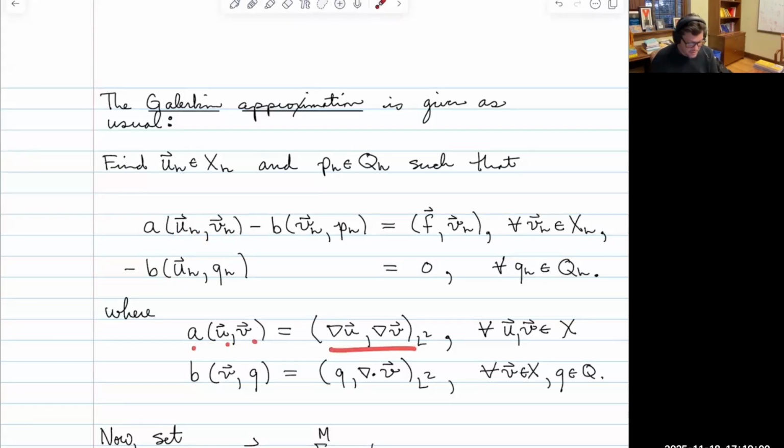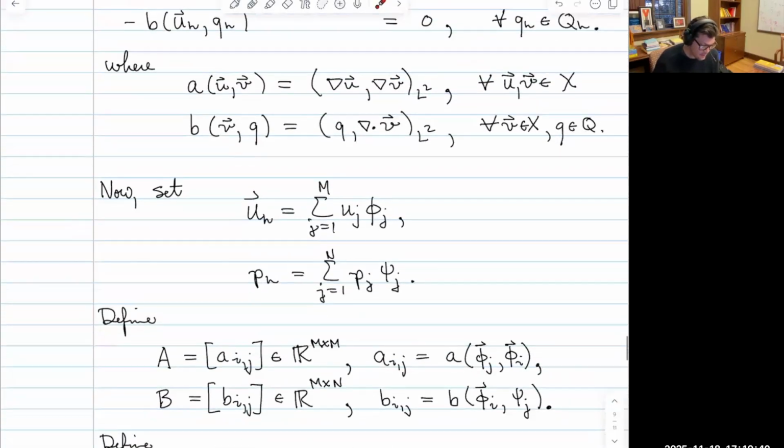A(U,V) is equal to this bilinear form, and B(V,Q) is equal to this bilinear form. Notice an interesting difference between A and B: the object in the first position and the second position for A comes from the same space, in this case X, the velocity space. But for B, it's a pairing of a velocity and a pressure. So the velocity comes from the velocity space, the pressure comes from the pressure space Q. Why is it called X and Q? I don't know. It's for historical reasons.